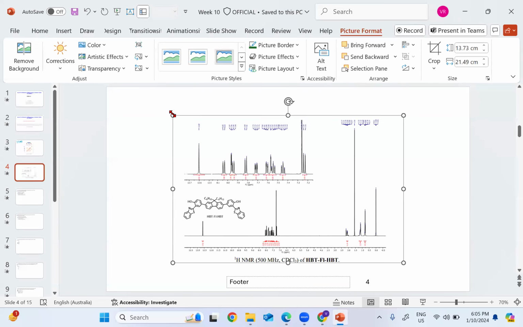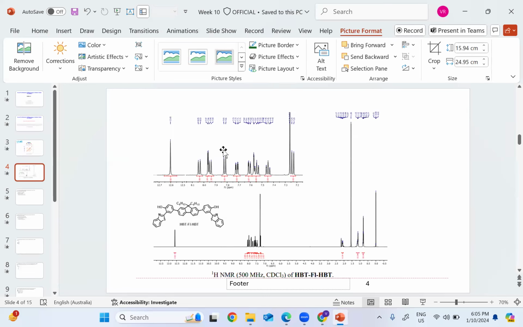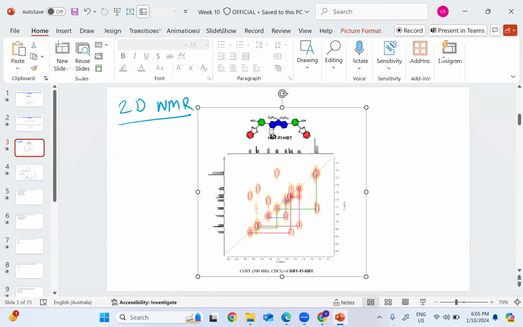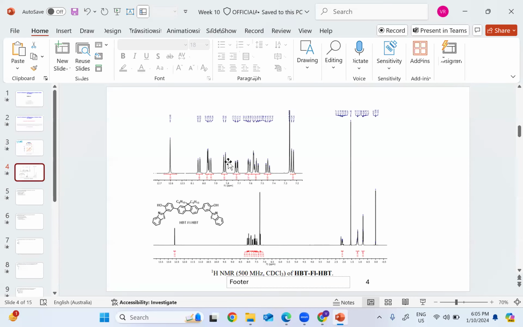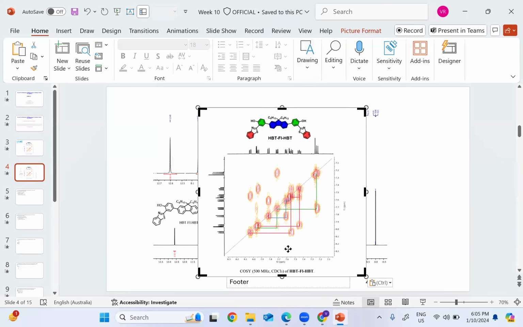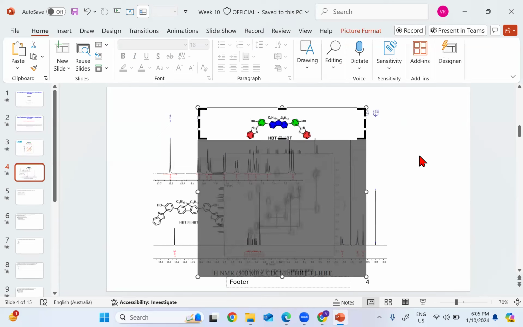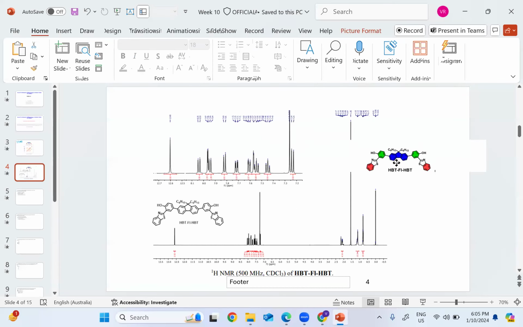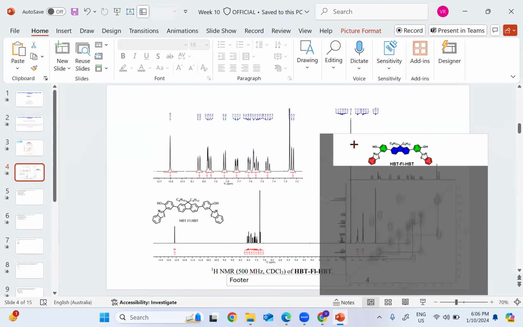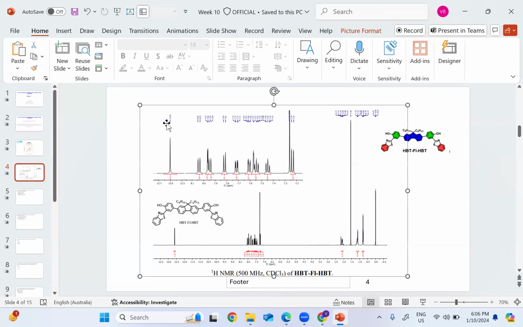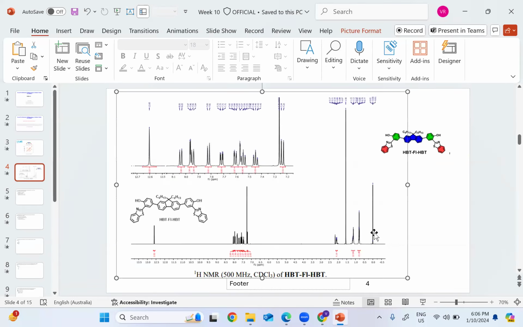Right. So this is the NMR spectra for the molecule that I have shown earlier. This is the structure of the molecule, for which I have taken the NMR spectra. Then, if you look at the structure of this molecule, try to check the signals which are observed in the 1H NMR spectra.